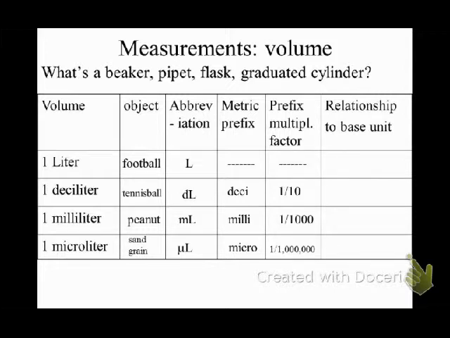And what I forgot to mention previously, but I'll mention now, is the metric prefix micro is represented by the Greek letter mu that looks like a U with two sides coming down. That's not actually a U, that's a Greek letter mu that means micro. Once again, there's a relationship of the base unit to the number of metric units, and that's shown in the last column.